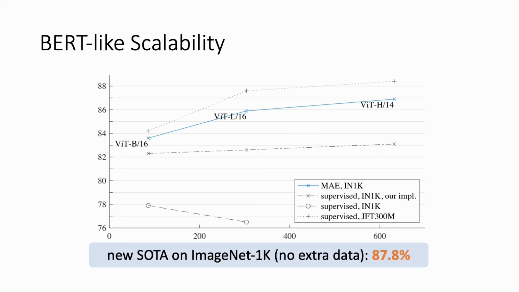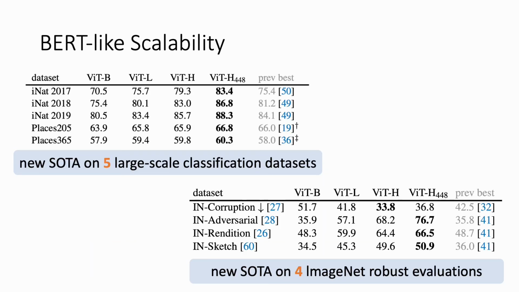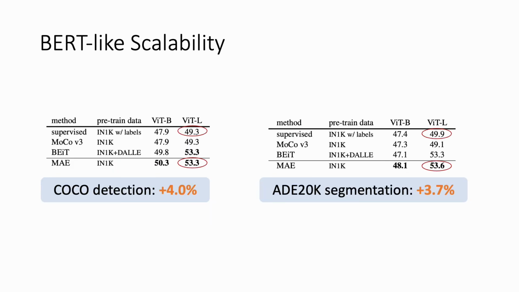Thanks to MAE, we establish a state-of-the-art on ImageNet 1K with no use of extra data, 87.8%. The scalability also generalizes to 5 large-scale classification tasks for ImageNet robustness evaluations, beating state-of-the-art on all of them, sometimes with huge margins. Beyond the classification, we also benchmarked MAE on COCO object detection and ADE20K semantic segmentation. For both, we observe healthy trends on scalability.